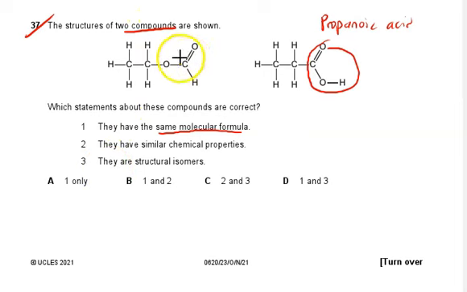And due to their position, if you look at here, they have different chemical properties. Both of these are not the same, but they can be assumed as isomers. So it's 1 and 3. D.